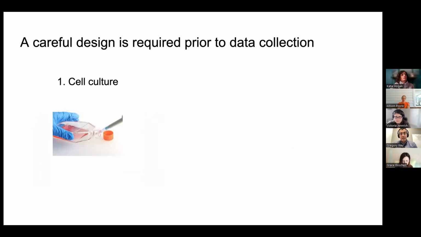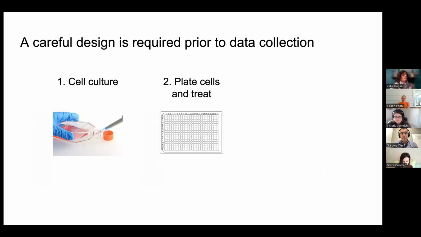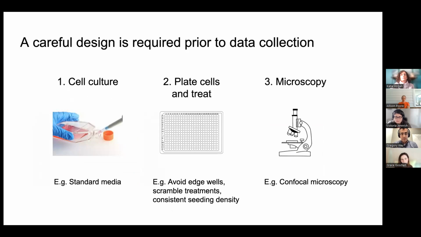The next thing after deciding the context and the assay and the library is to carefully design the experiment. So we need to keep in mind different things like cell culture conditions, how we're going to plate cells and treat them, and what type of microscopy we are going to perform. To make this a little bit more concrete, some examples of this could be, maybe we just want standard media that these cell lines are happy in.